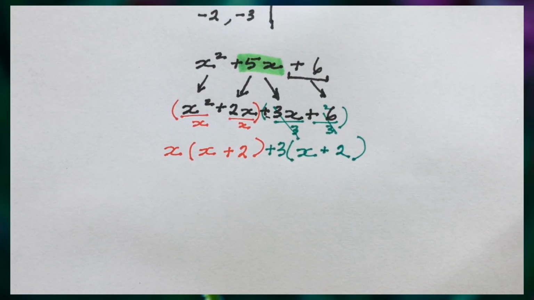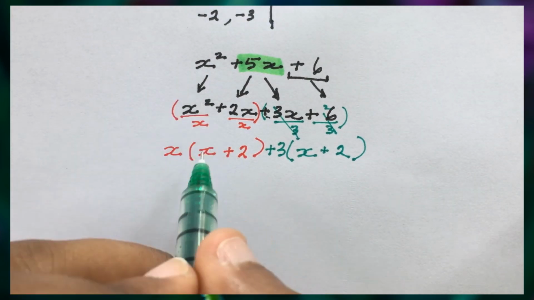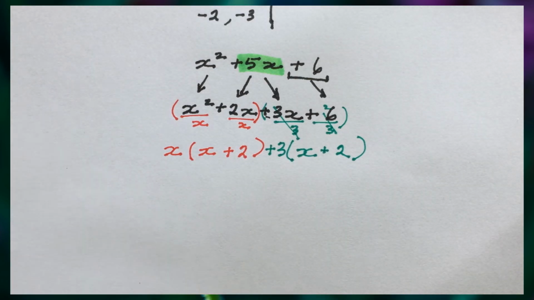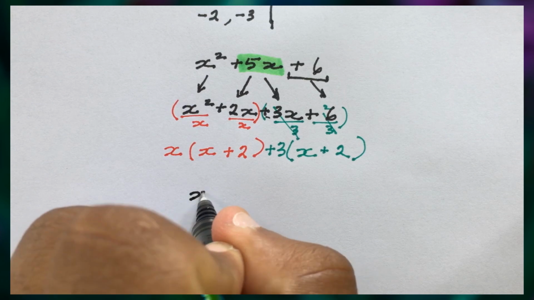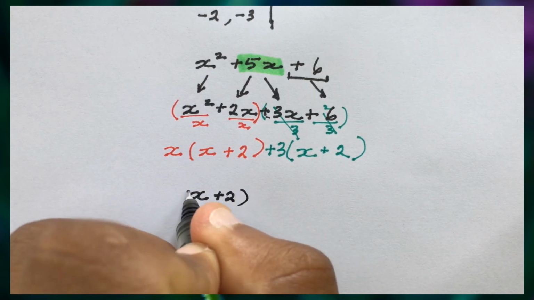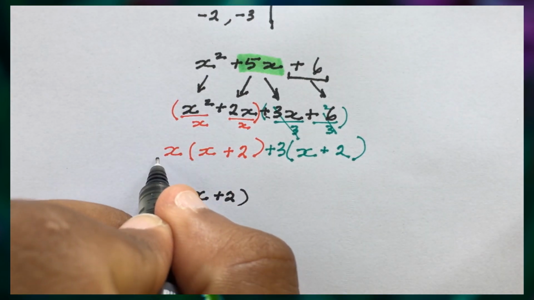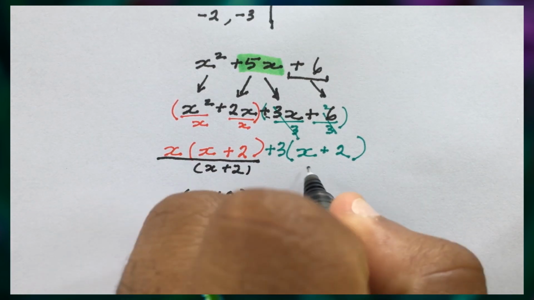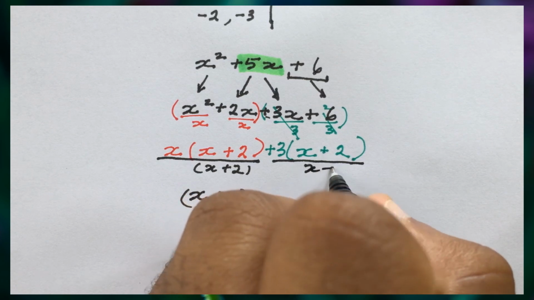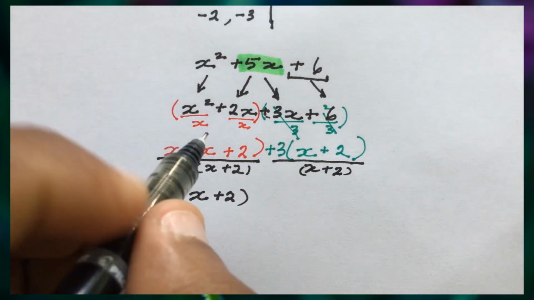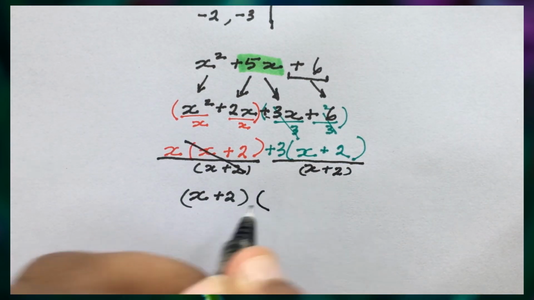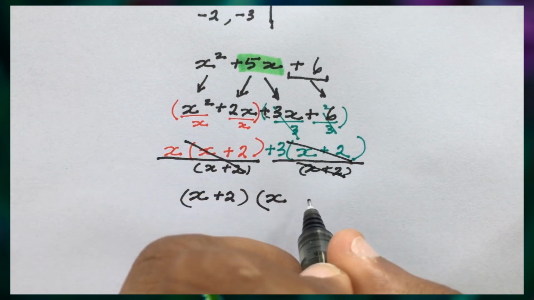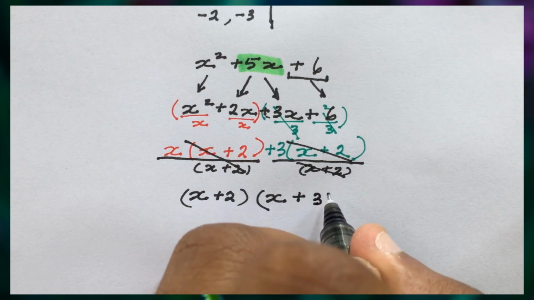What do you know? Look, the brackets are the same: x plus 2 and x plus 2. So that's another common factor I'm going to pull out, x plus 2. This means I'm going to divide the whole of this by x plus 2 and the whole of this by x plus 2. When these cancel, I'm left with just x, and when these cancel, I'm left with just plus 3.